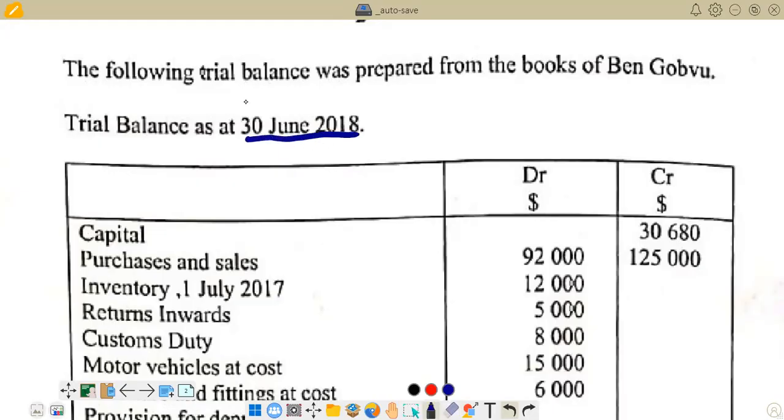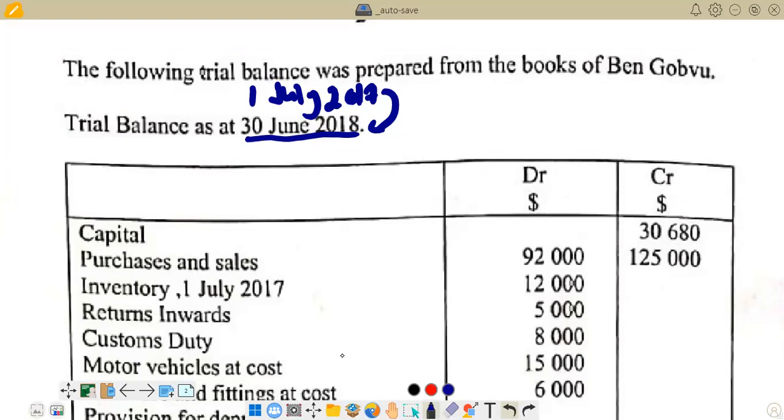So what does it mean? It means the year started the previous year. The next day from 30 June is 1 July 2017. That's where the year started, and then it ends on 30 June 2018. Right, that's what we have. And then we've got some balances that we are given in that table. We have the columns for debit and credit, and the balances are here.